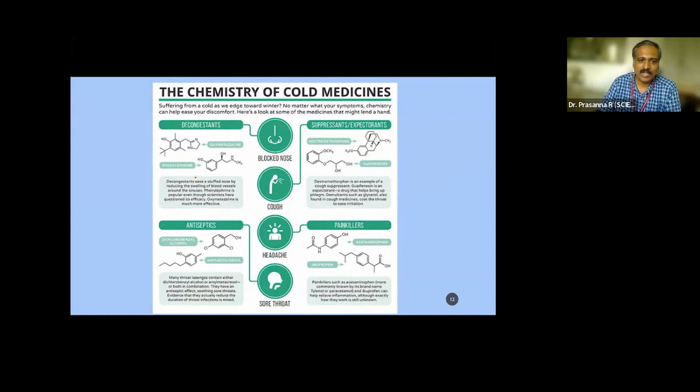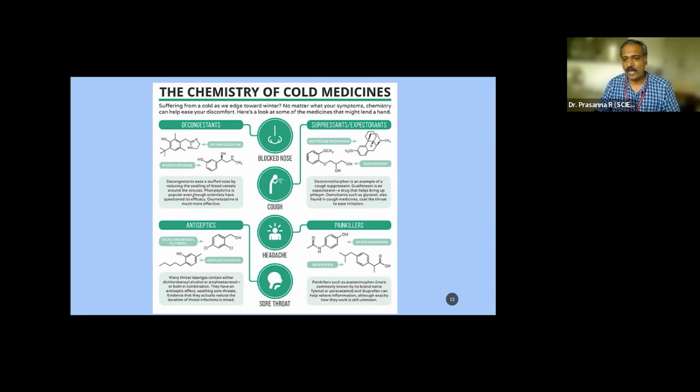With a blocked nose, doctors prescribe various antihistamines as well, besides whatever is being listed over here. A cough, of course, can be either a dry cough or a cough with phlegm. The cold comes out through the mouth as well. So expectorants or suppressants will be given in case of cough. For headache, of course, you have a lot of painkillers, starting from ibuprofen or acetaminophen. For sore throat, antiseptics are widely given, or maybe a combination of all of them.